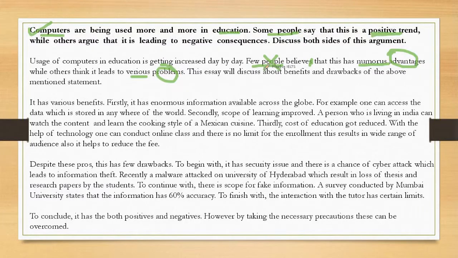Let's not repeat the word people, since it's given in the question. We can say few individuals, a certain section of the society, or a group of individuals. And in case of saying others, we can say while their counterparts. Counterparts means while the opponents. So counterparts, I'll just spell it in the chat box. It's counterparts.